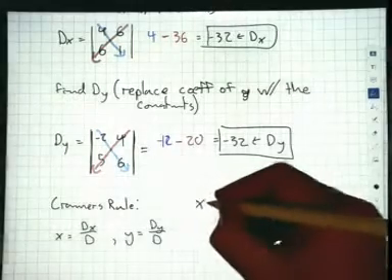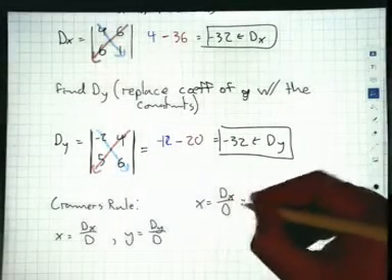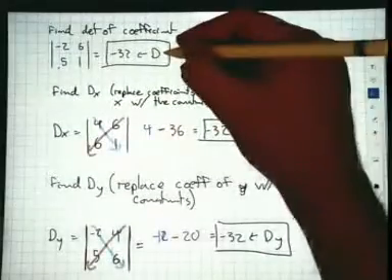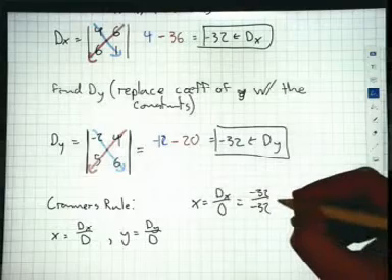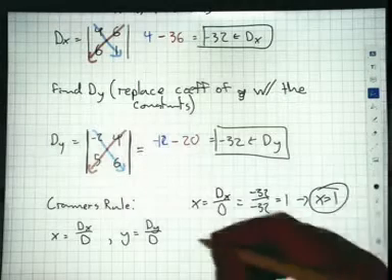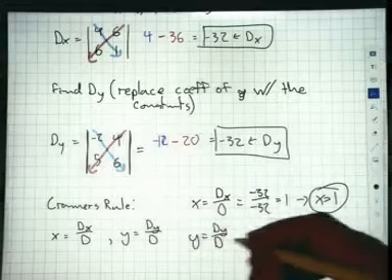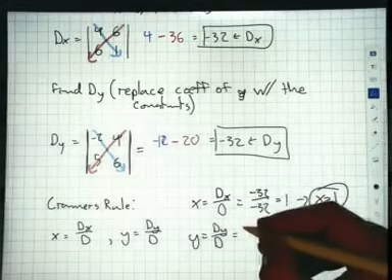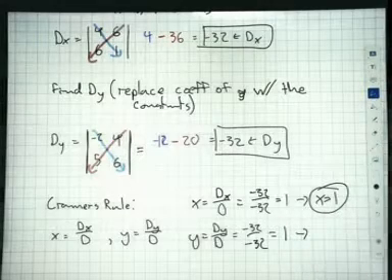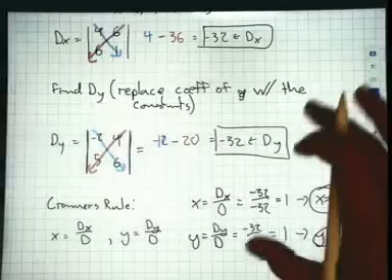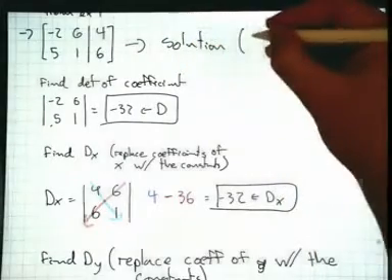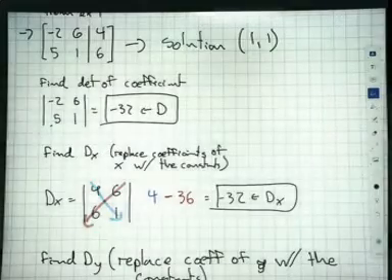So here we go. X is going to be equal to d sub x over d. So what was d sub x? It was a negative 32. What was d? D was also negative 32. So that means x is equal to 1. And y is equal to d sub y over d. So that is equal to a negative 32 over a negative 32, which is also equal to 1. So y is equal to 1. So our solution to this system in terms of x and y is 1, 1. And that's Cramer's rule.